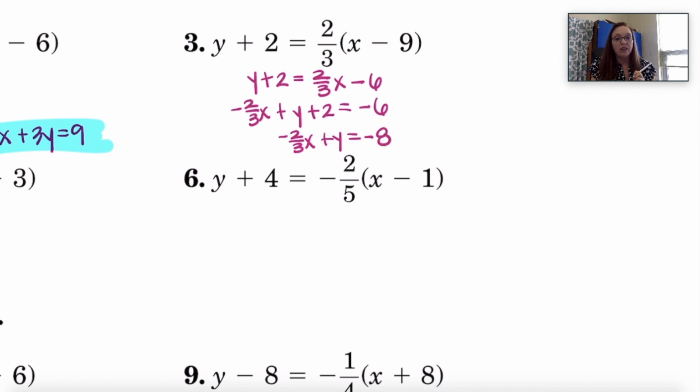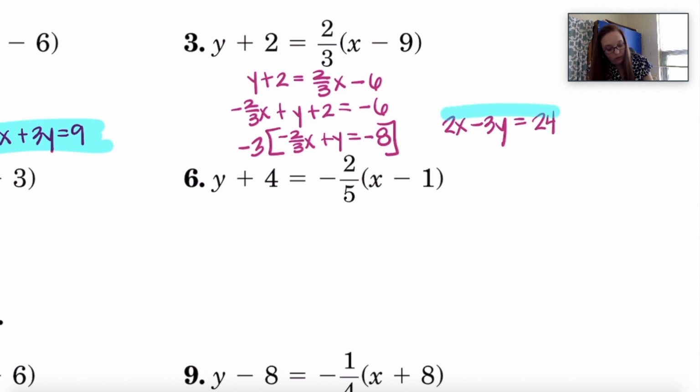Again, you're going to have to get rid of that fraction, so I can multiply through by 3. That'll take care of the fraction, but the coefficient of x can't be negative. So I'm going to have to multiply by negative 3 to take care of that. So that's going to be negative 3 times negative 2/3 x is positive 2x. Negative 3 times y, so that's minus 3y. And negative 3 times negative 8 is positive 24. So we end up with 2x minus 3y equals 24.